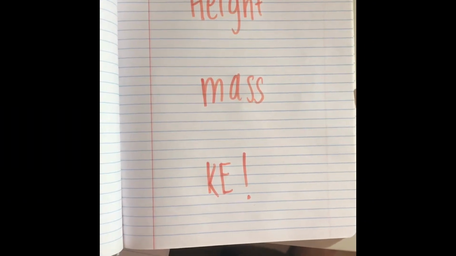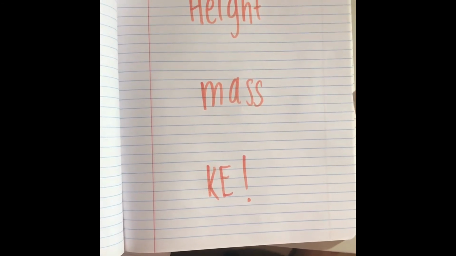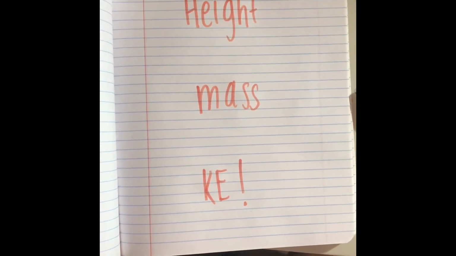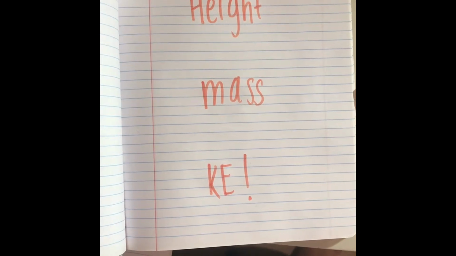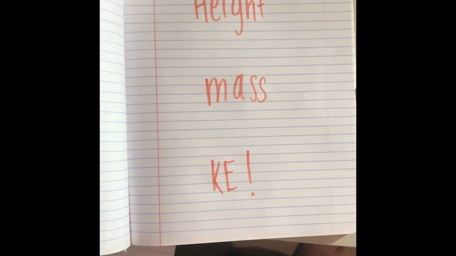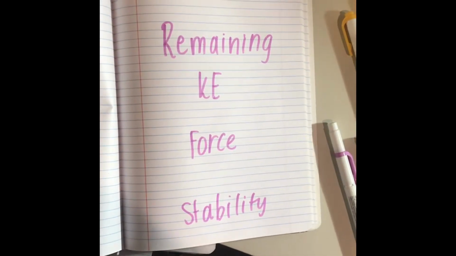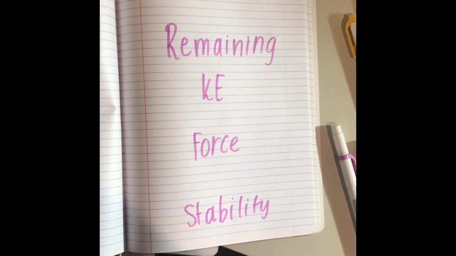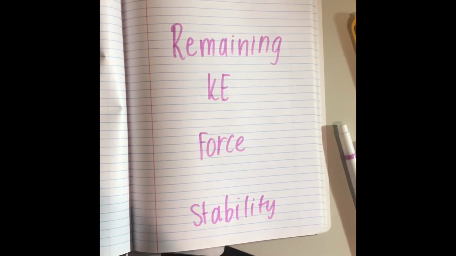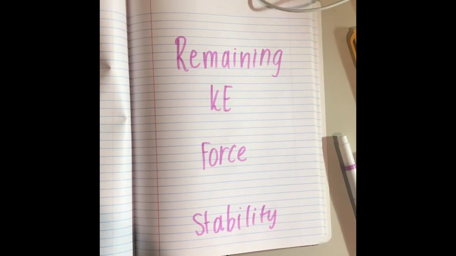For this project, there are several variables being put into play. First, the independent variables include the maximum height of 30 centimeters of the ramp, the mass of the airbag system, and the total kinetic energy. For the dependent variables, there are the remaining kinetic energy after the collision, the resulting force, and the block's stability.